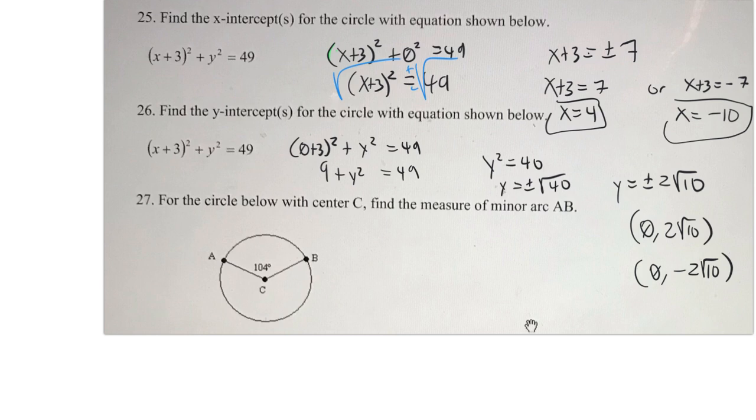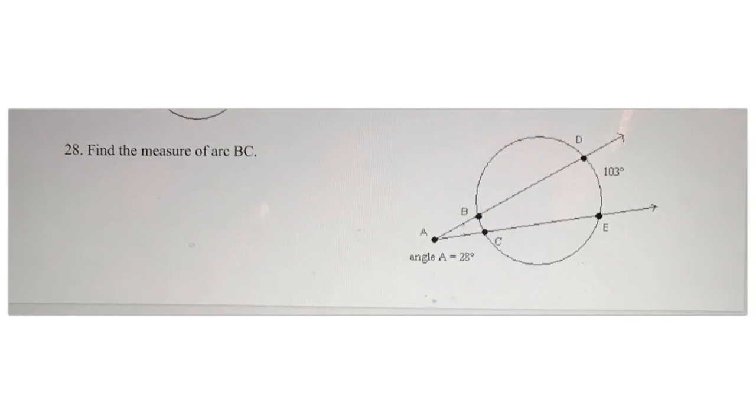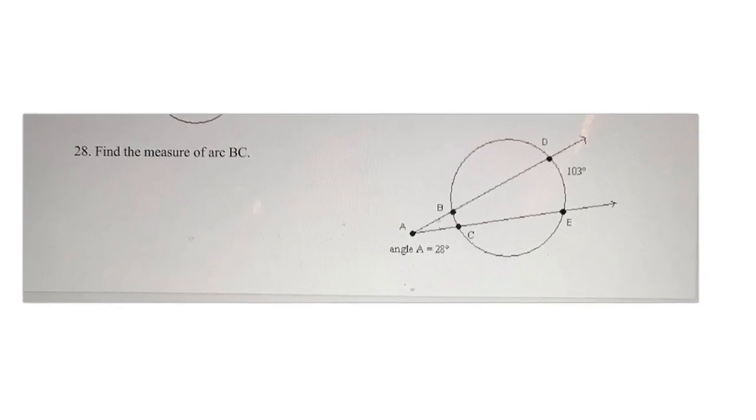27, for the circle below with center C, find the measure of the minor arc AB. Okay, we want to know what this arc is here. Well, the measure is always going to be equal to the central angle, so that's 104, and that's that one. Find the measure of arc BC. Okay, so BC is right here.